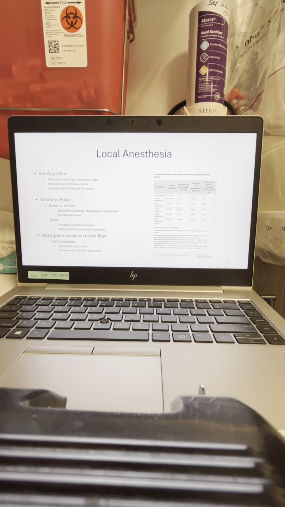Okay, so esters is the other kind: procaine, cocaine, tetracaine. Novocaine, only one I, so it's an ester. And those are metabolized by pseudocholinesterase, which is an enzyme in our plasma. And it's actually the same enzyme that metabolizes succinylcholine, interestingly.